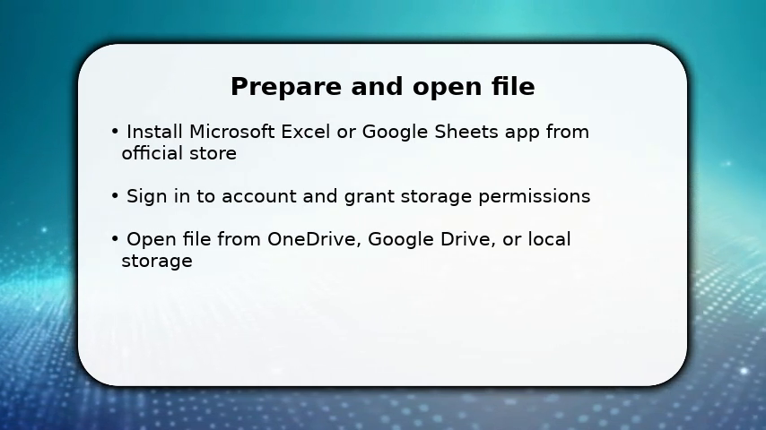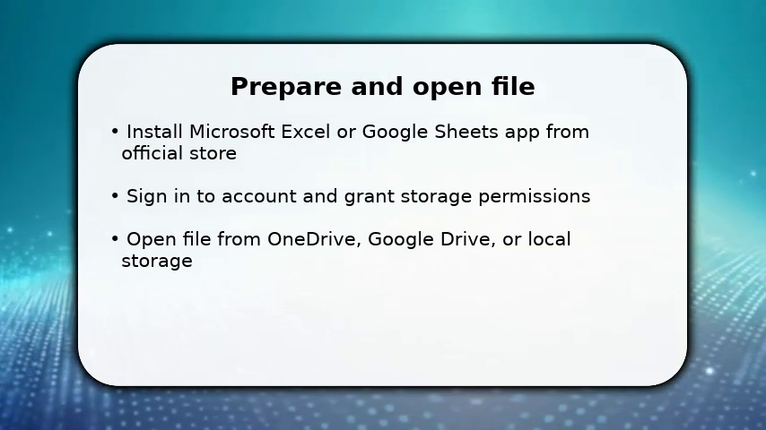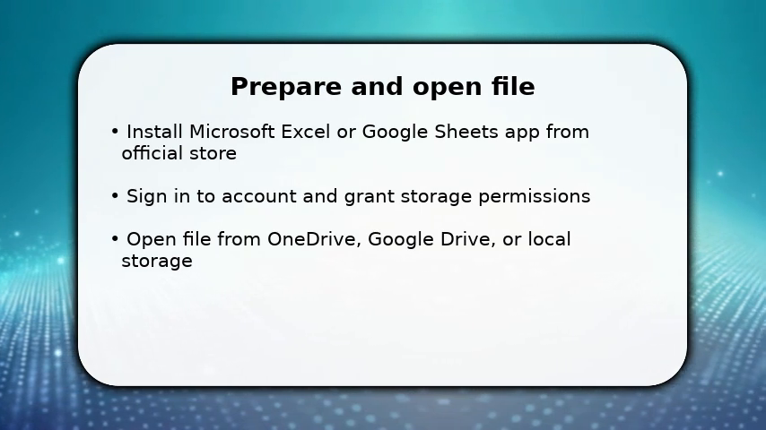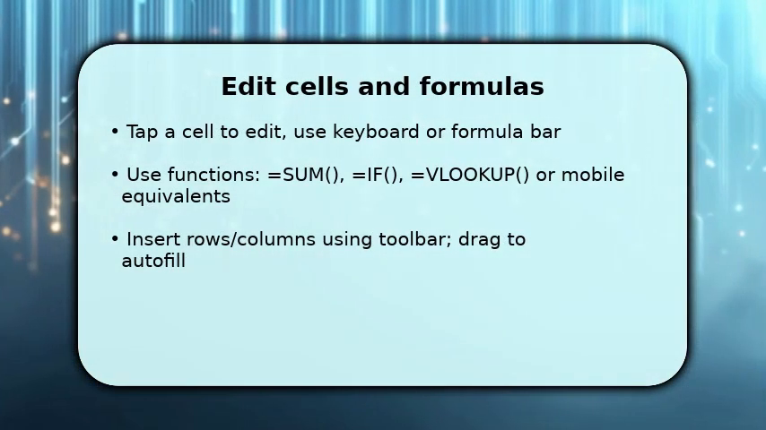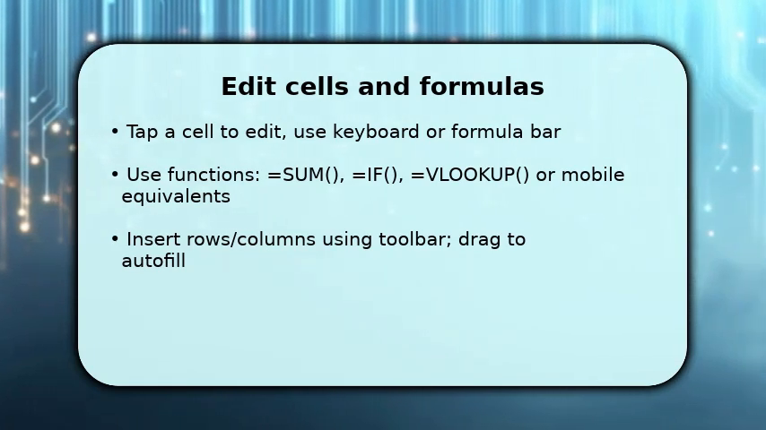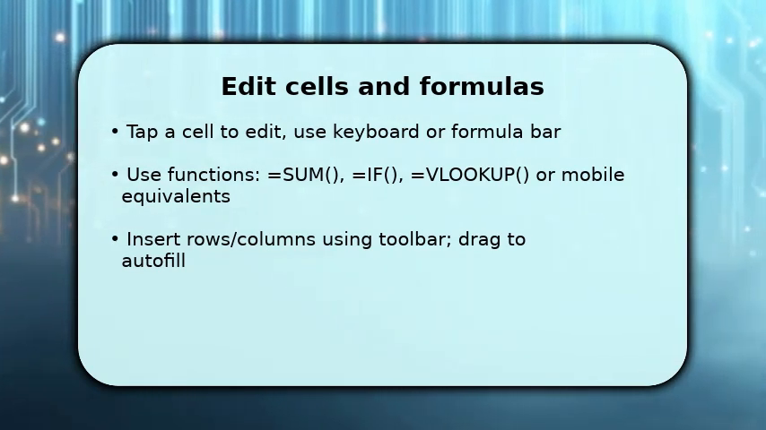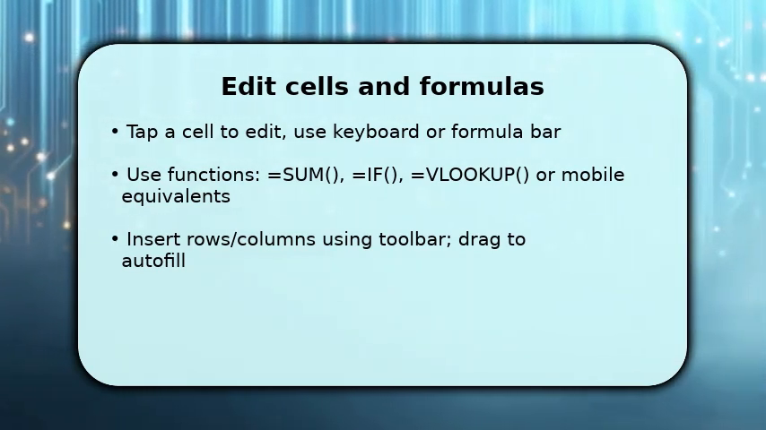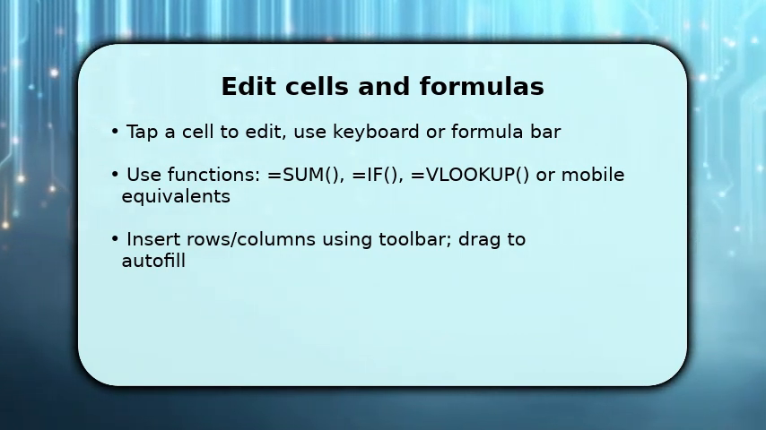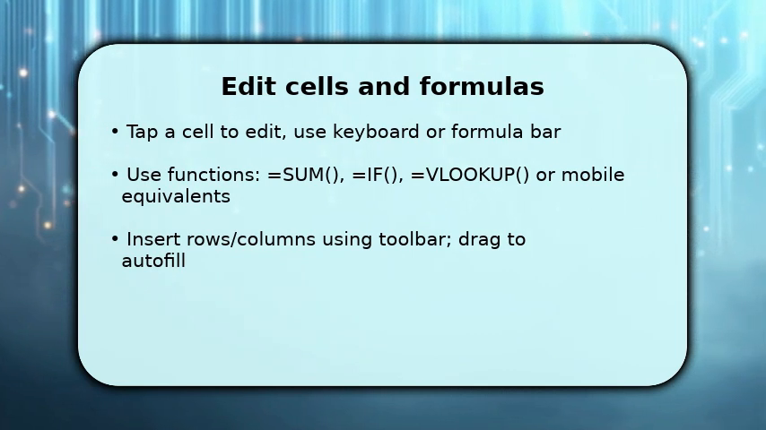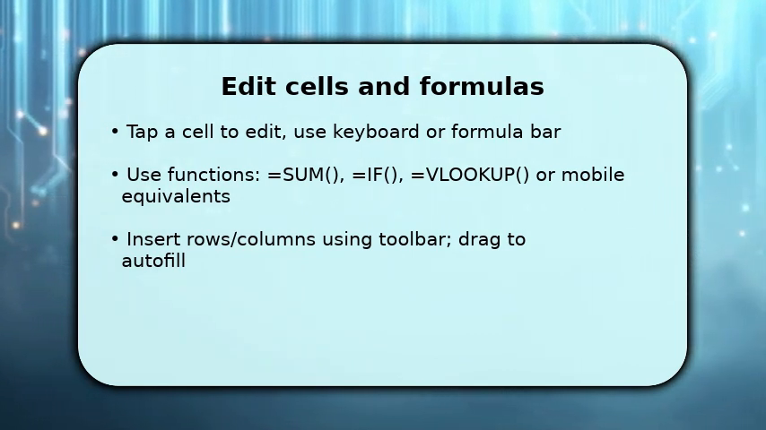If prompted, choose Mobile or Simplified View. Mobile gives touch-friendly controls, while Full View shows more features. You tap a cell and type directly or use the formula bar for complex input, because the bar gives more room for long formulas. For calculations, start with an equals sign and use familiar functions like SUM or IF. Mobile supports these the same way.